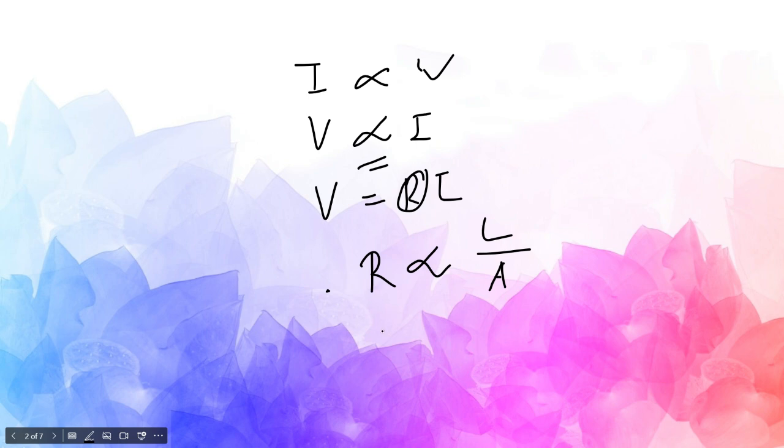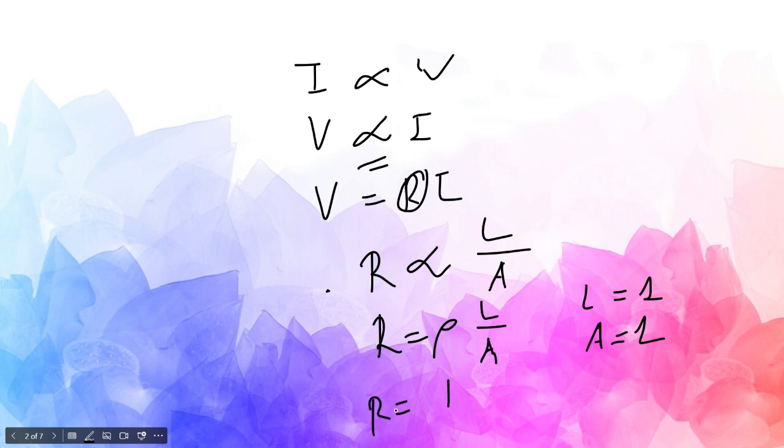So it means there is one more constant, which we will call rho, so R equal to rho L by A. So now if we put L equal to 1 and A equal to 1 in this equation, then what will happen? Then this R will become rho 1 by 1. So it means rho. So R equal to rho.